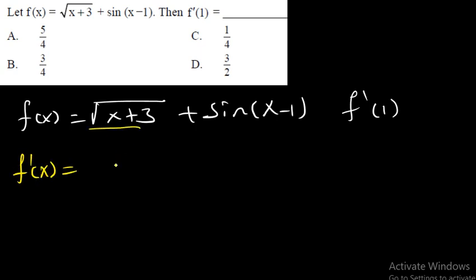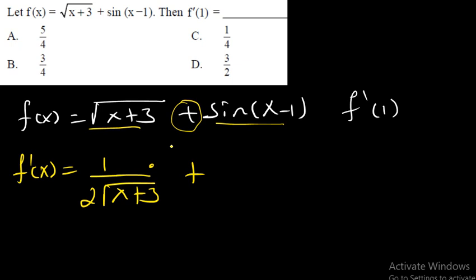First, derive the radical, which is 1 over 2 radical x plus 3. Square root function derivative will be 1 over 2 times the square root thing times the inner derivative. It's 1, so no need to write it. Let's go on to the next part because it's plus. In case of plus and minus, derive separately. So sine derivative will be cosine of the same thing times again the inner derivative by chain rule. But x minus 1 derivative is 1, so I can skip it.